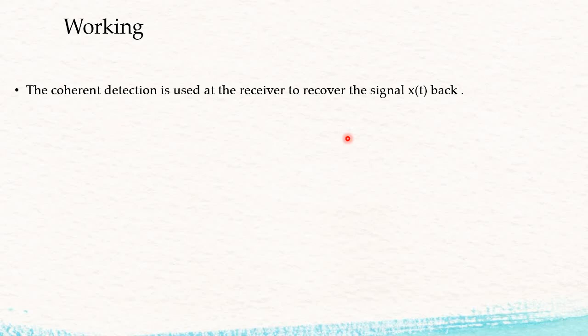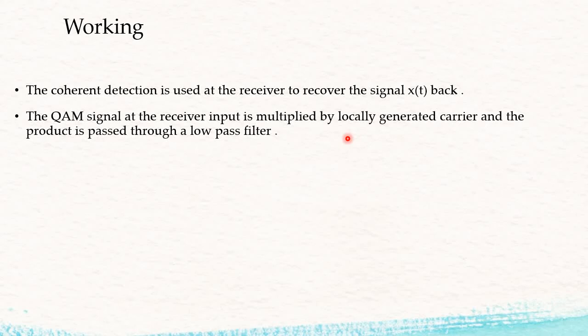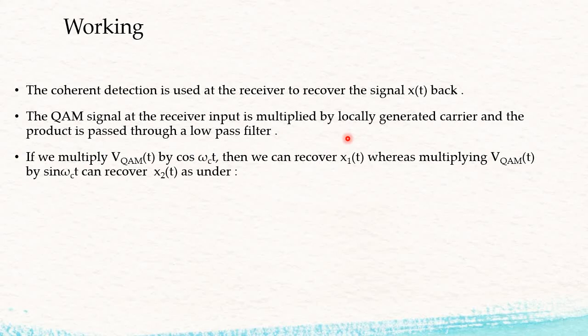Its working: coherent detection is used at the receiver to recover the signal x of t. The QAM signal at the receiver input is multiplied by the locally generated carrier and the product is passed through a low pass filter. If we multiply the received signal by cos omega ct, then we recover x1 of t, whereas by multiplying the quadrature amplitude modulated signal by sine, we recover the x2 signal. Here I have just explained the values.